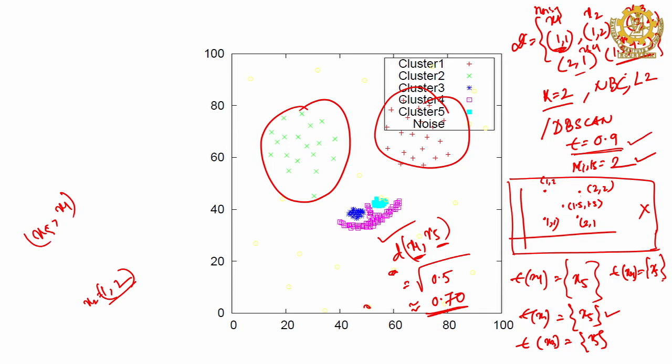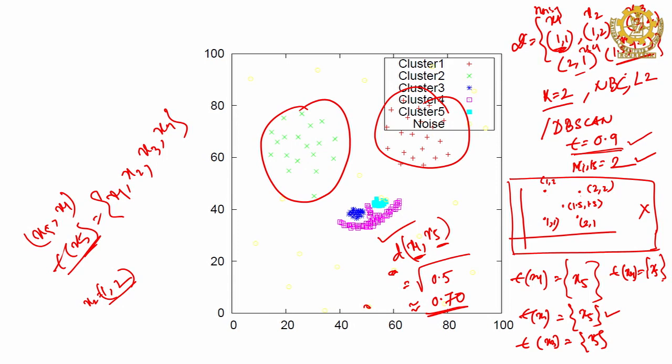0.7. So, it is lesser than 1. Therefore, within the epsilon of x 5, which points will come? x 1 will come, and then x 2 will come, then x 3 will come, and x 4 will come. So, what is the minimum points? Minimum points is 2.